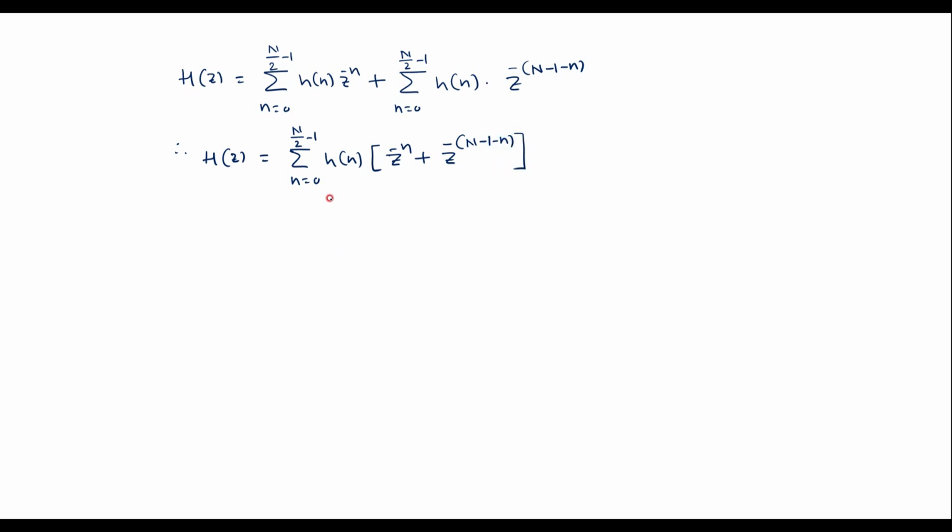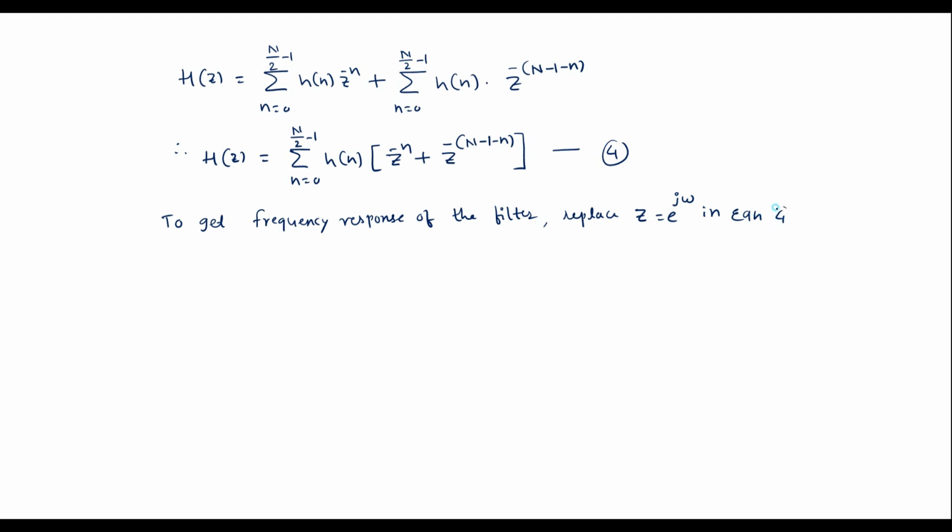So now to get the frequency response of the digital filter, we should replace z by e power j omega. That is, to get the frequency response of the filter, call it equation 4, replace z is equal to e power j omega in equation 4.